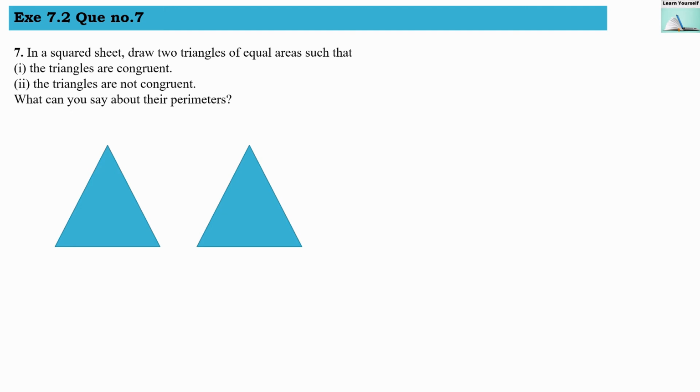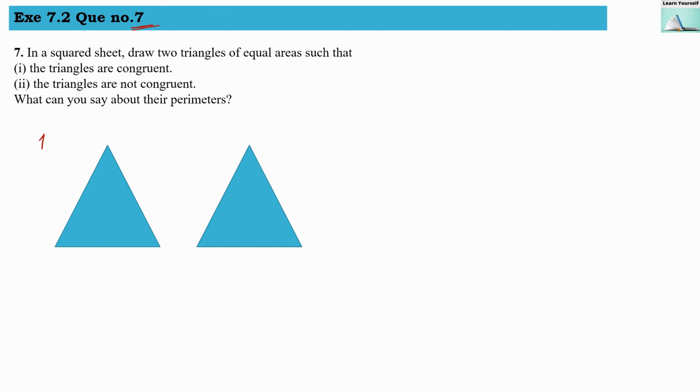Exercise 7.2, question number 7. In a square sheet, draw two triangles of equal area such that, first, the triangles are congruent. Second, the triangles are not congruent. What can you say about their perimeter?